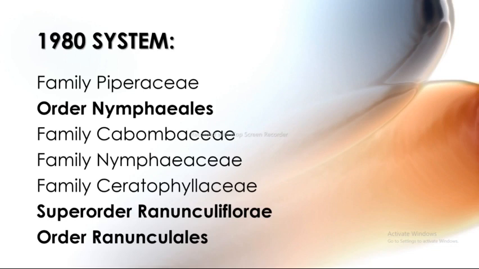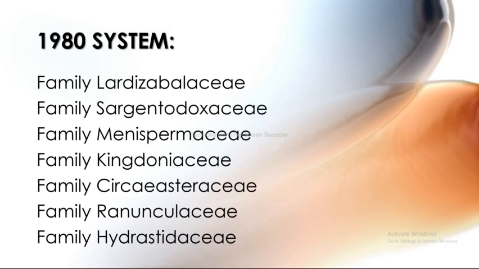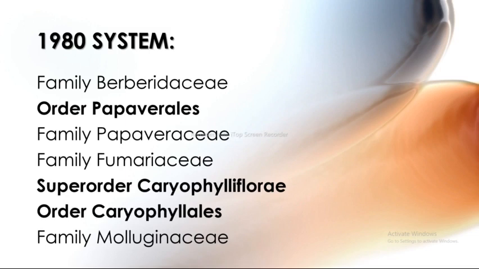Next is the superorder Ranunculiflorae, which includes the order Ranunculales. This order includes the families Lardizabalaceae, Sargentodoxaceae, Menispermaceae, Kingdoniaceae, Circaeasteraceae, Ranunculaceae, Hydrastidaceae, and Berberidaceae. Next order is Papaverales, which includes two families, Papaveraceae and Fumariaceae.